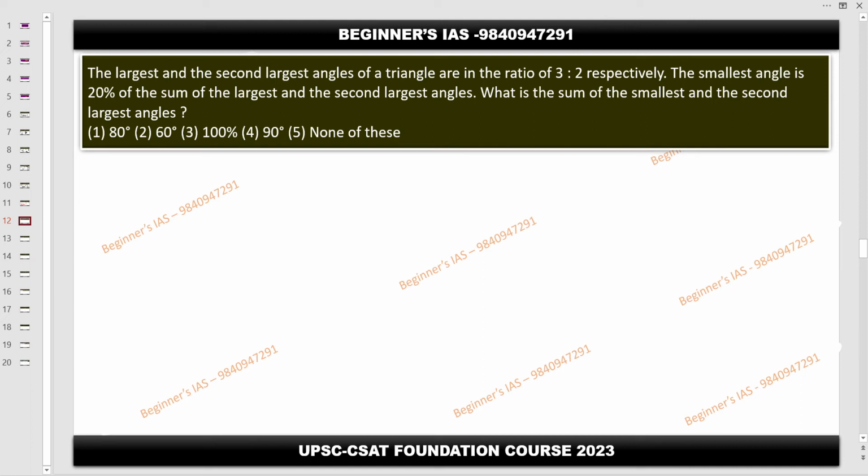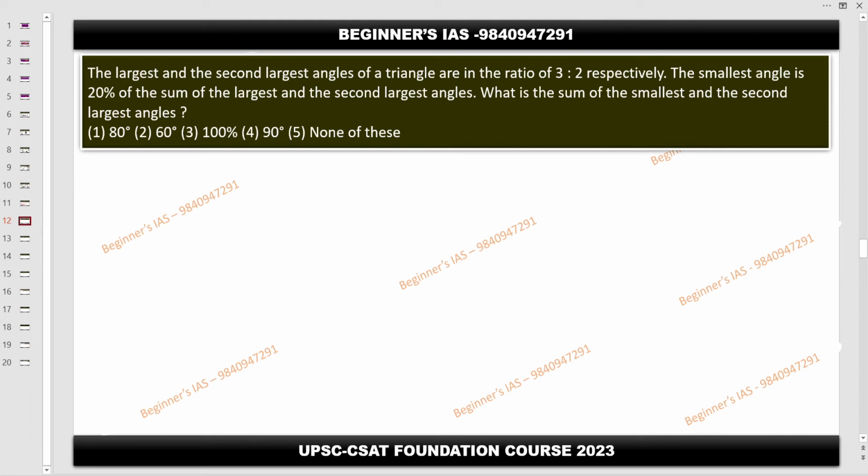The largest and the second largest angle of a triangle are in the ratio 3:2 respectively. The smallest angle is 20% of the sum of the largest and the second largest angle. What is the sum of the smallest and the second largest angle? So that is the question here. Read the question again and then you will get some logic.